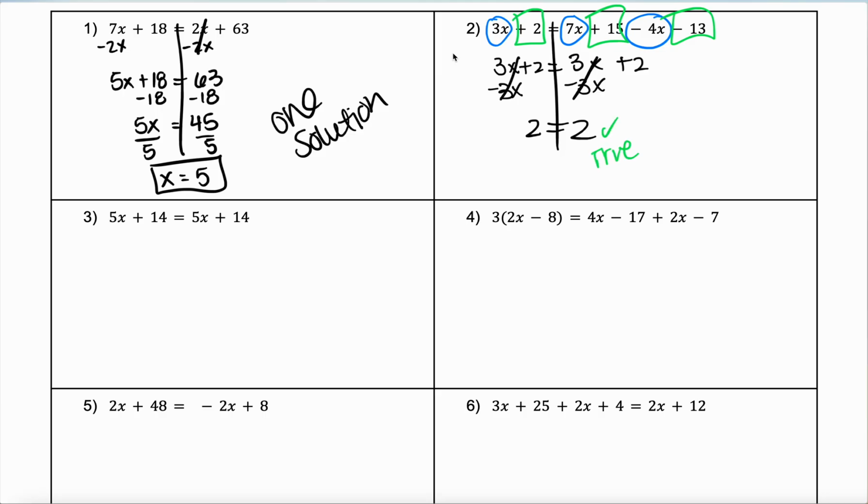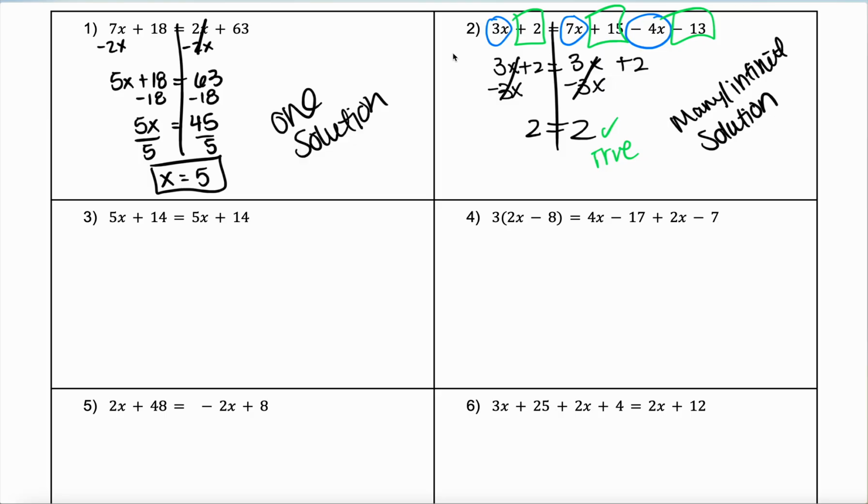So is this going to be a 1, a many, or a no solution? It is going to be many, or you can also call it infinite solution. So no matter what I plug in for x, our equation is forever going to be balanced.